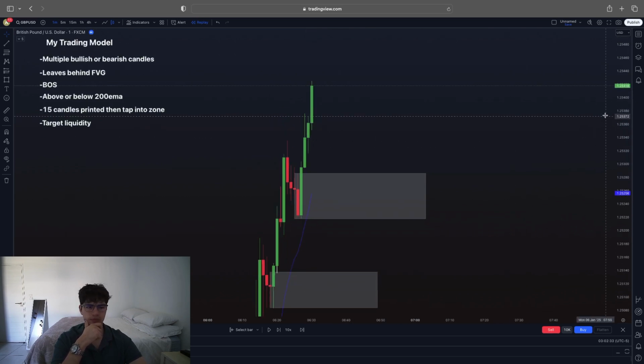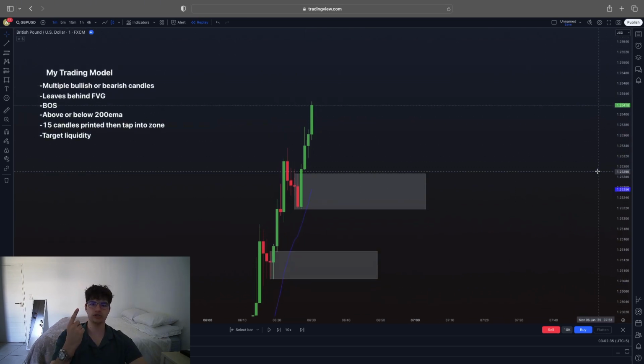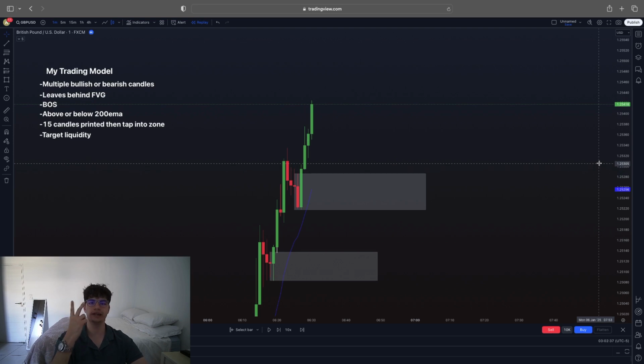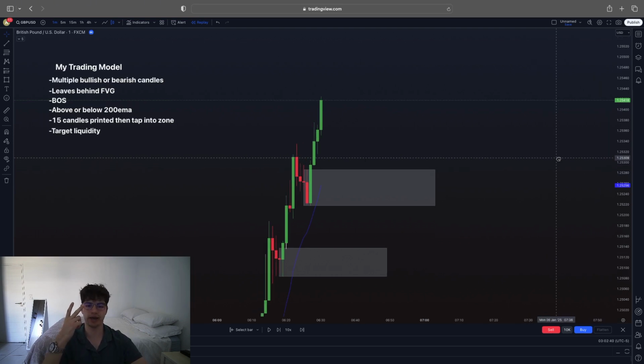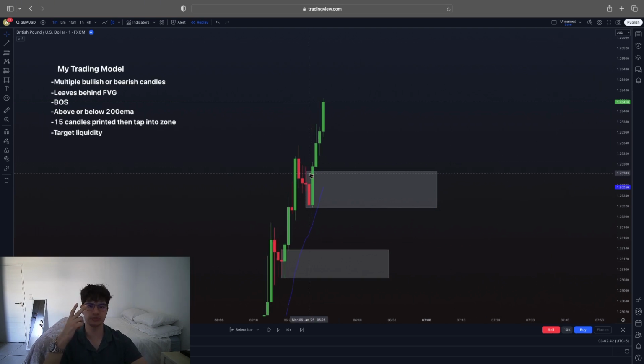So we need a bunch of bullish candles. We need them to leave behind a gap, which they did. The gap needs to be right outside of the zone, just like on these two examples.